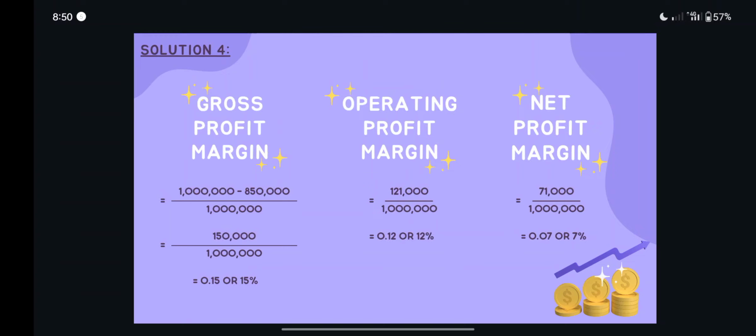Next is the net profit margin. The net income is 71,000 and the sales revenue is 1 million. So that 71,000 divided by 1 million is equal to 0.07 or 7%. So the answer for the net profit margin is 7%.